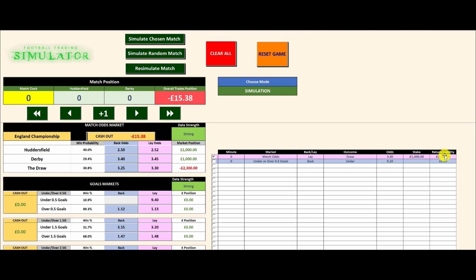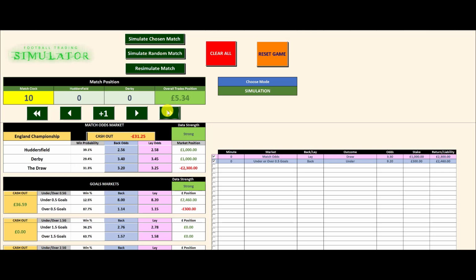Okay, so we're looking to cover £2,300. This isn't going to work, is it? Odds are way too short on the 0.5 goals market. But anyway, let's give it a go. This is what the simulator is all about. We're not using our real money. We're going to get out after the first goal. Okay, let's move it forward.